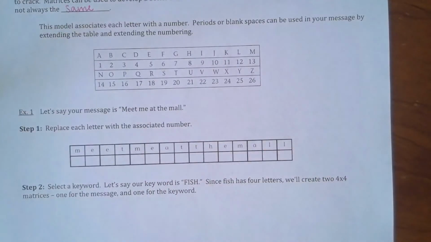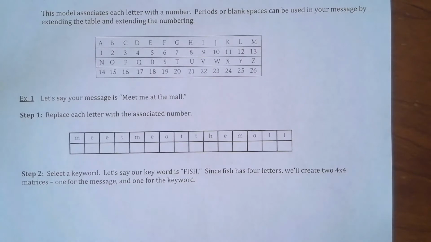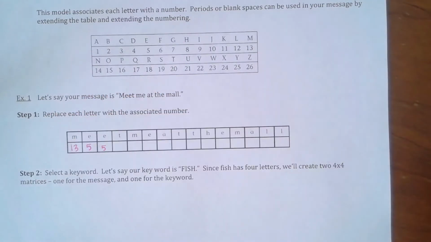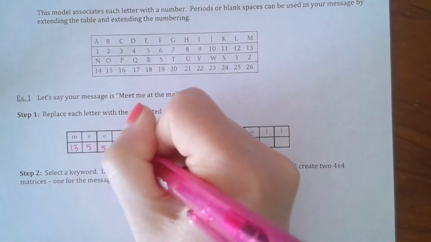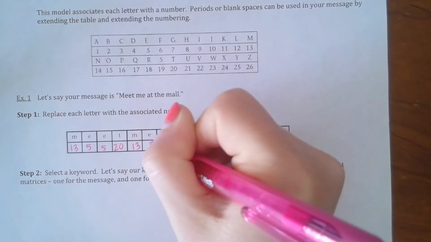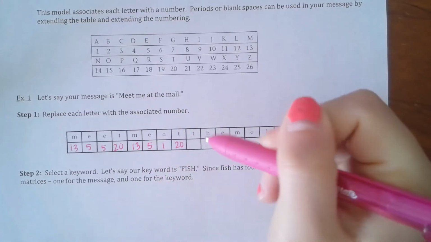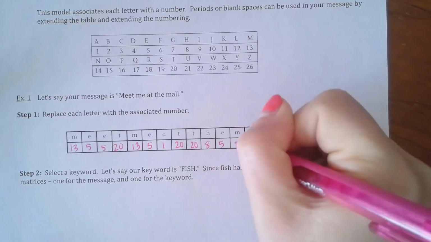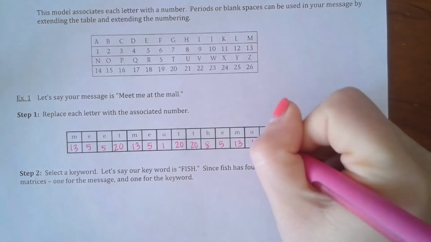And so let's say that your message was meet me at the mall. So we're going to replace every letter with a number as our first step. We'll just look at each one and replace. So M is 13, E is 5, T is 20. M we already knew was 13. E was 5, A is 1, T is 20, we already found that. 20 again, 8, 5, 13, 1, and then L is 12 and 12.